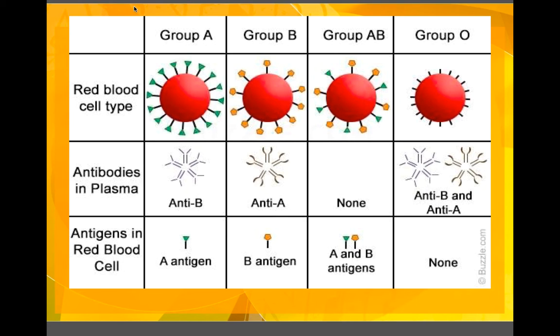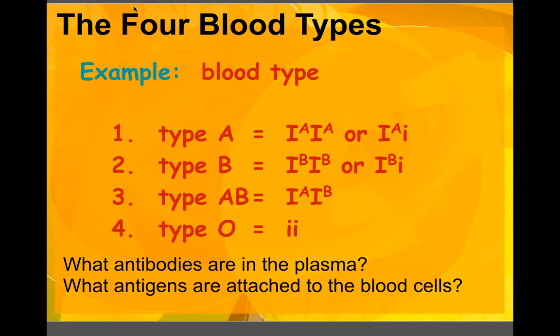So for red blood cells, we have group A, which have A antigens, group B, which have B antigens, group AB, which have both A and B antigens, and group O, which have no antigens. There is another type of antigen we're not going to talk about today, which is Rh positive or negative, but just know that you could also have type A positive or type A negative blood. So the four blood types we are going to talk about today, disregarding positive and negative, are type A, type B, type AB, and type O.